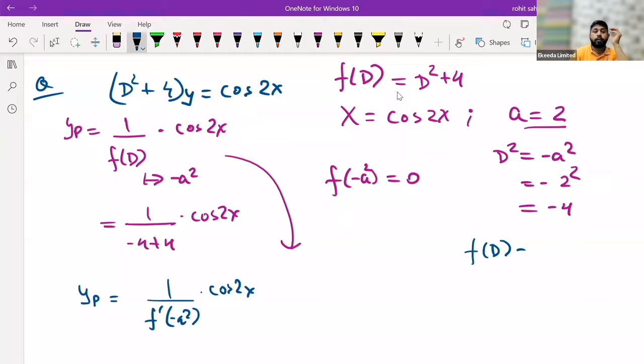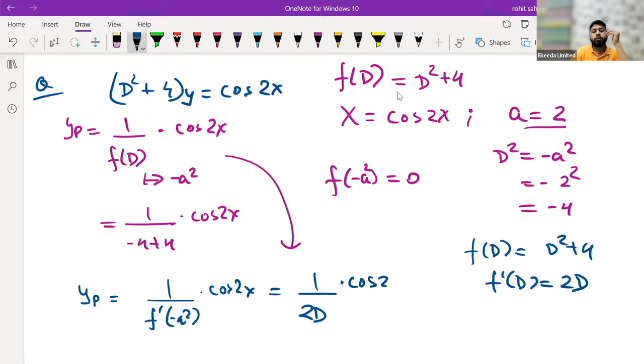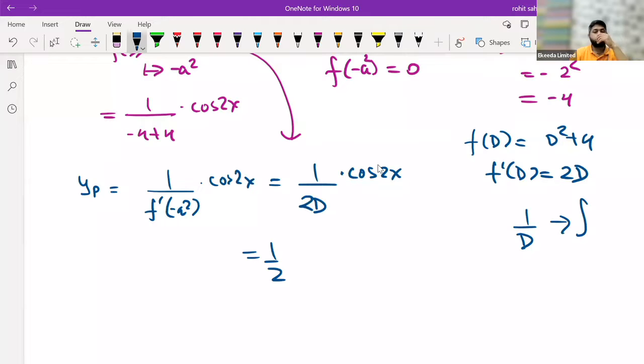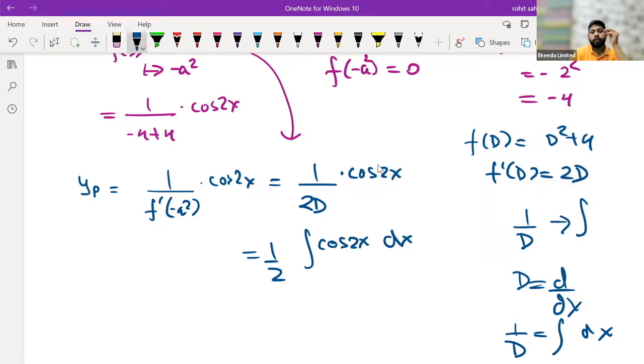Now what is this f dash? f of D is D square plus 4, f dash of D will be 2D, so this becomes 1/2D cos 2x. Now D is there, and D means d by dx, so 1 by D means integration with respect to x. That means you have to integrate cos of 2x with respect to x.